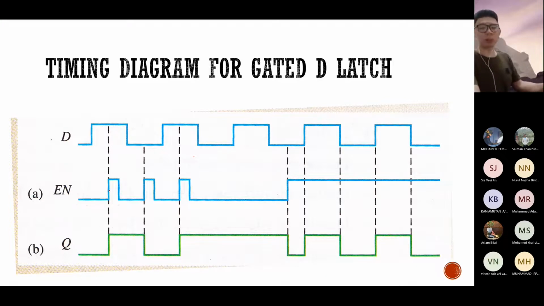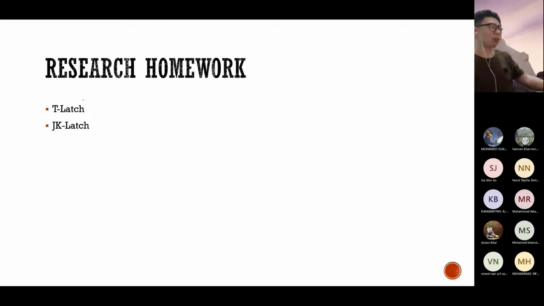Okay, so that was what we did in the last class, and we also did some research homework. Hopefully you have researched these two additional latches, the T latch and the JK latch. By the end of today's class, we'll have a quiz on these two latches.